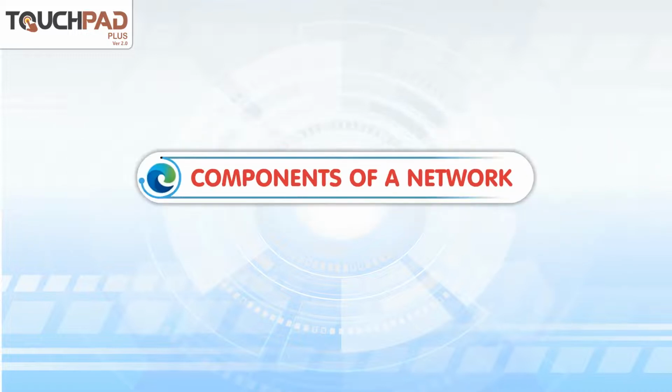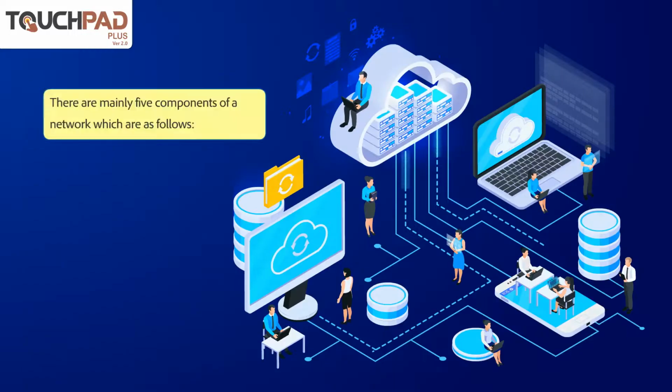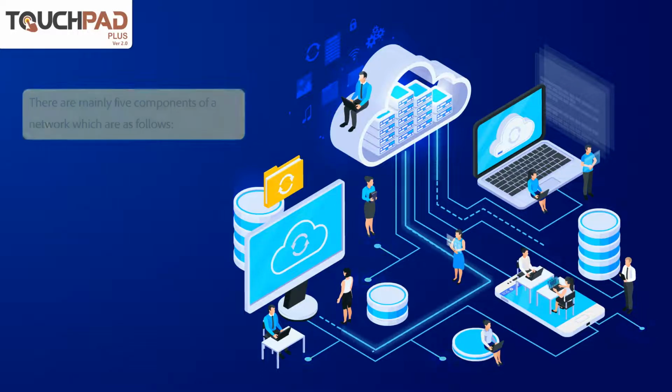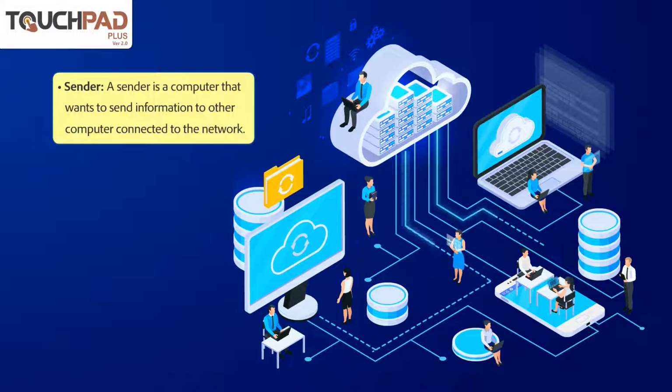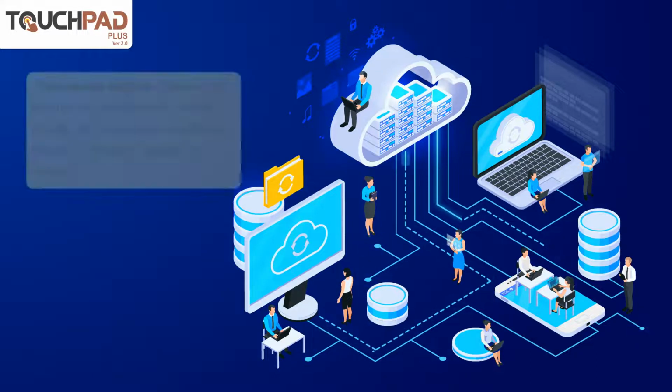Components of a network. There are mainly 5 components of a network, which are as follows. Sender. A sender is a computer that wants to send information to other computer connected to the network. Receiver. A receiver is a computer which is expecting the data from other computer on the network.